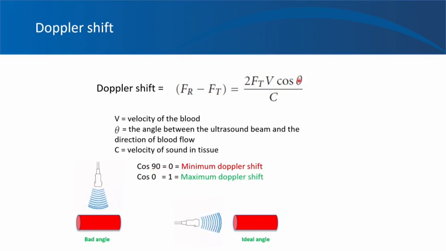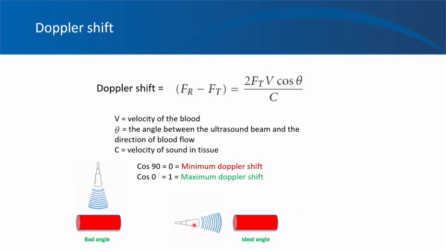That means if the angle is 90 degrees, essentially all this thing will become 0, and it corresponds to minimum Doppler shift. At 90 degrees angle, you pretty much don't have any Doppler shift, and that means minimal color flow will be displayed in the vessel. And the cosine of 0 is 1. That means at the angles of 0 degrees, or when the probe is parallel to the blood vessel, you will have maximum Doppler shift.